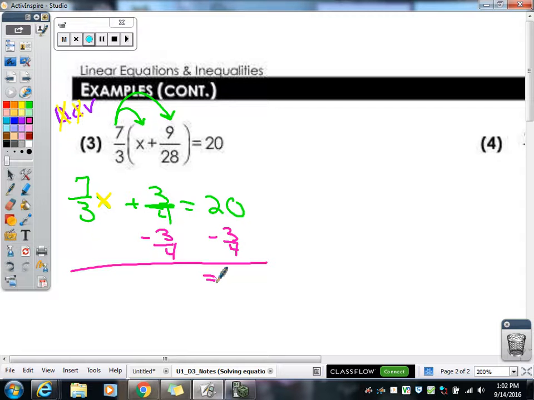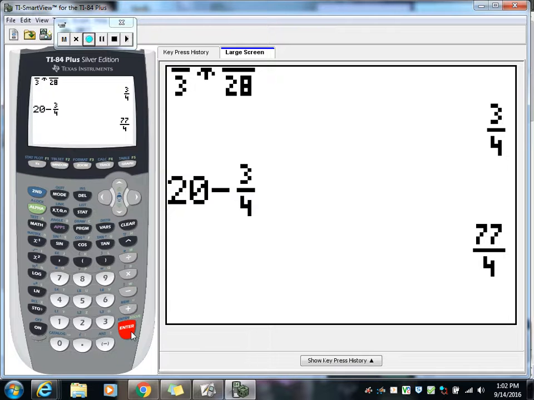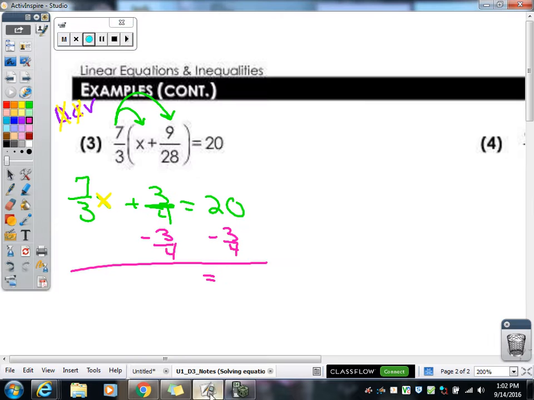If I had a fraction, I'm going to show you how to do it in the calculator, because I want to do a fraction here instead of a decimal. You could do either. I just want to practice this alpha y equals key. So 20 minus alpha y equals number 1, 3 on the top, 4 on the bottom, and I'm going to get 77/4. Again, you could have 19.25 there if you'd like. Bring down your 7/3 x.